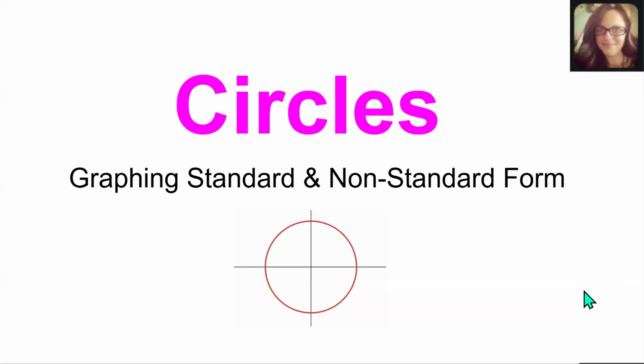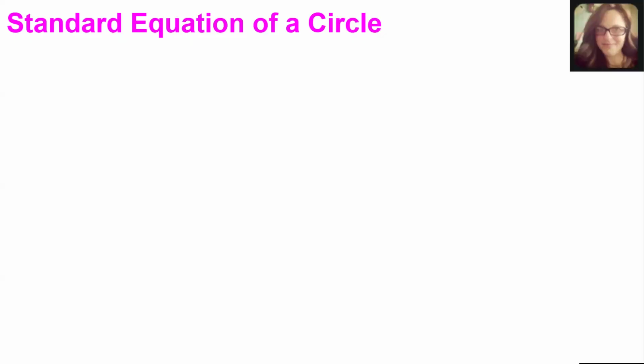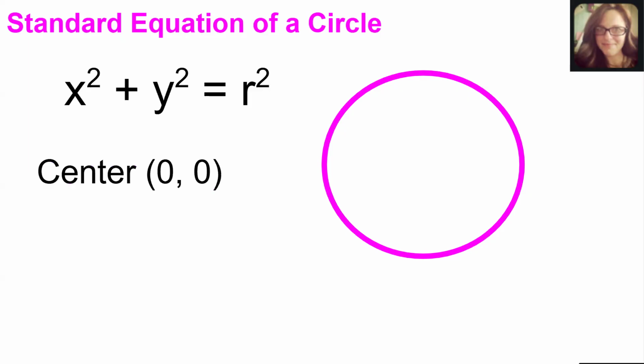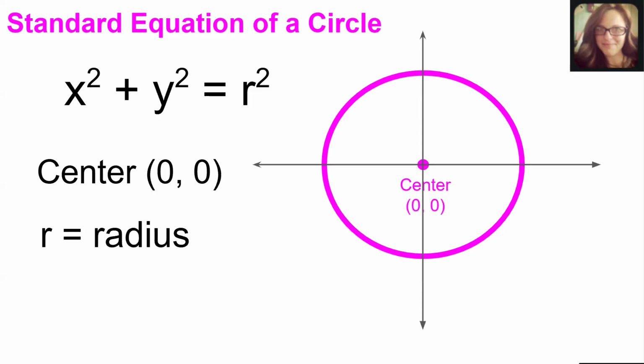Welcome to our session on circles, graphing standard and non-standard form. Let's take a look at the standard equation of a circle. It is x squared plus y squared is equal to r squared, where r is the radius. The center of the circle is at the origin, (0, 0), and the radius is r. The radius is the distance from the center of the circle to any point on the circle. Notice in the formula, the radius r is squared.